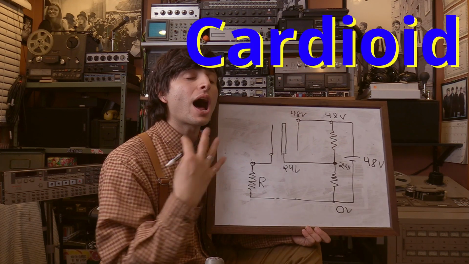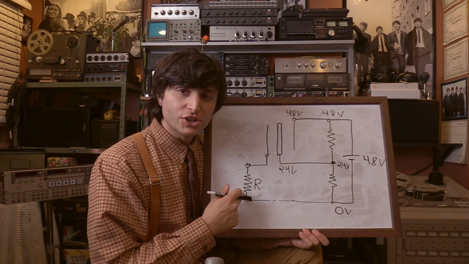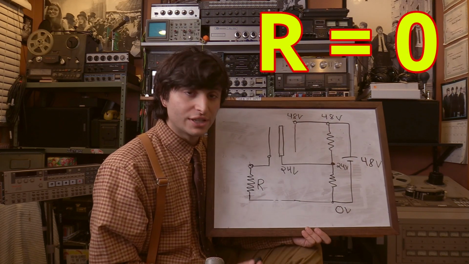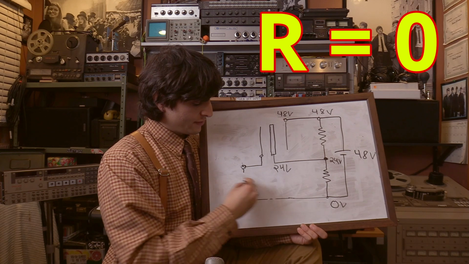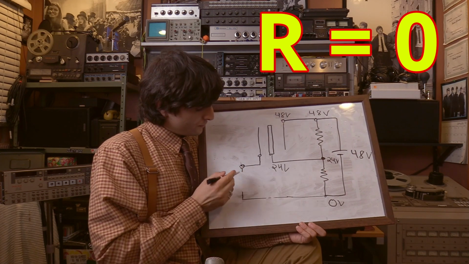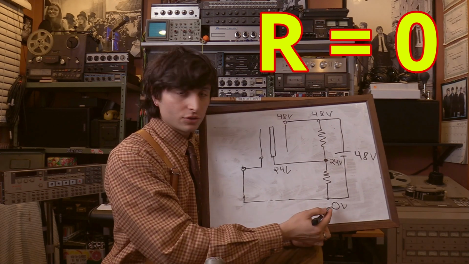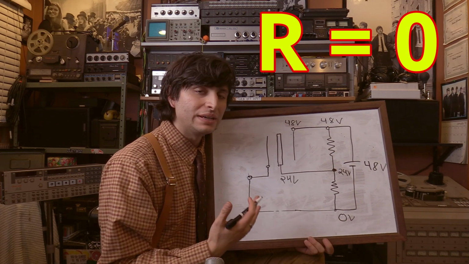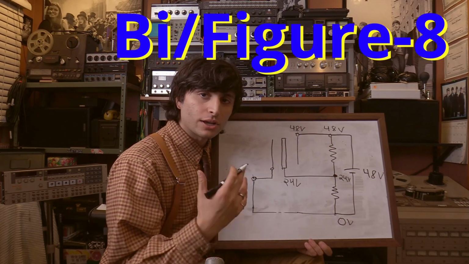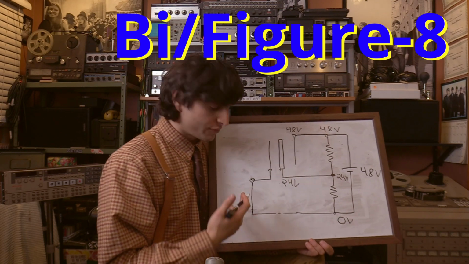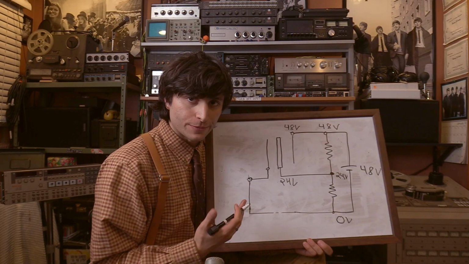Now let's see the opposite situation. Let's bring this resistance all the way down to 0. That would be as if this diaphragm was back to 0 volts, which would be a bidirectional pickup pattern as we described before in the third position.